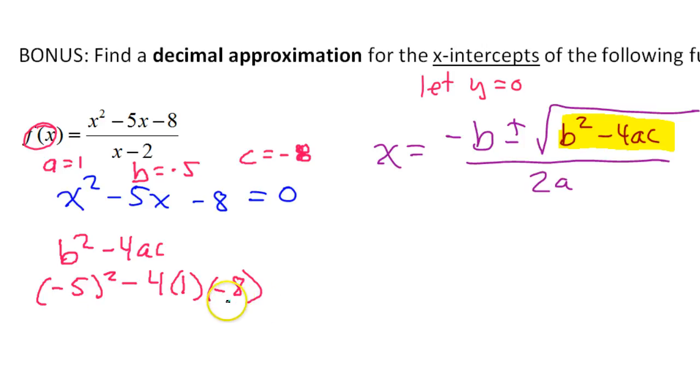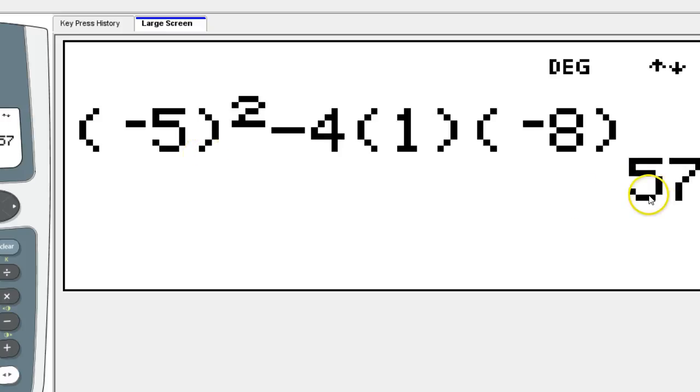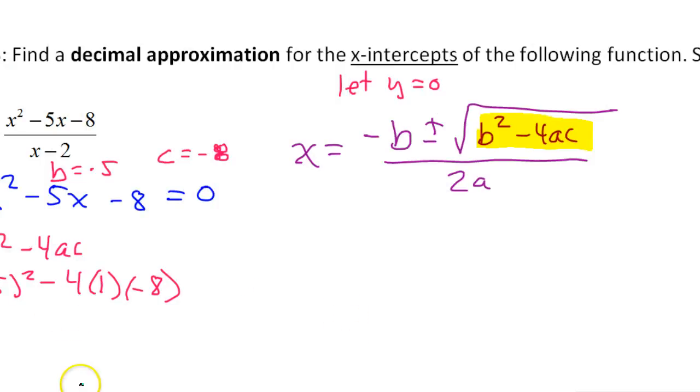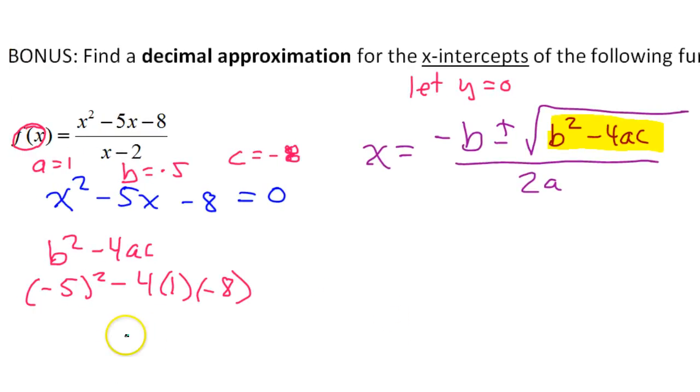I'm just going to put this in the calculator. This is what it looks like in the calculator. Notice my use of parentheses. This is mandatory. If you don't use parentheses around this -5, you will get the wrong answer. So the discriminant is 57, which means we've got 57 right here.